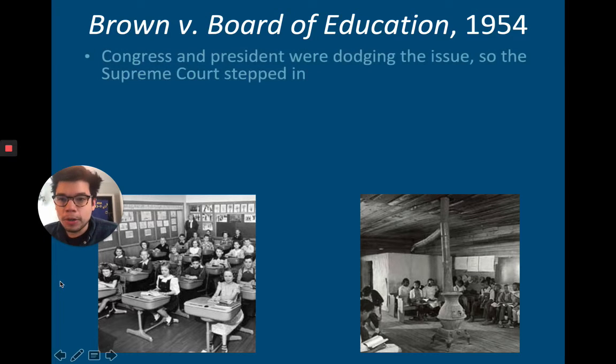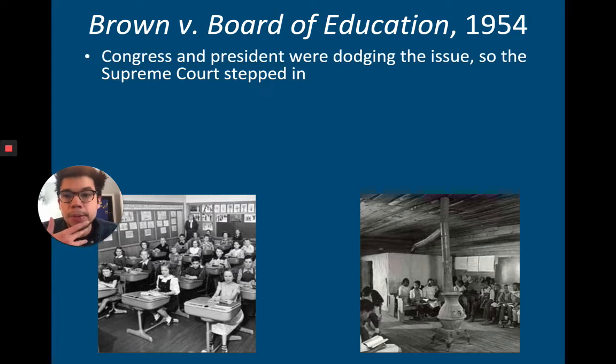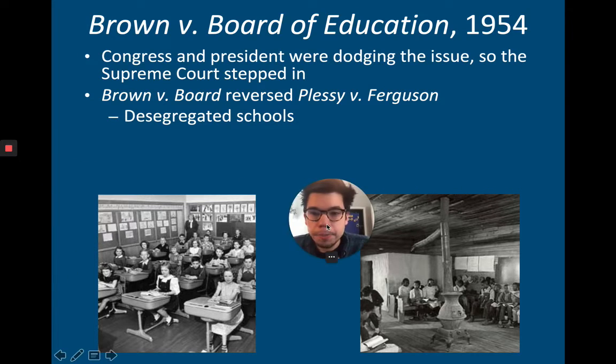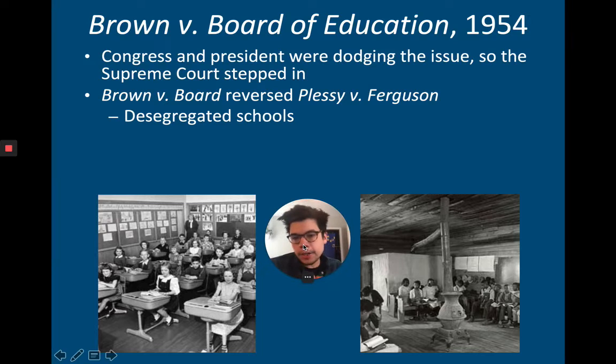So, in Brown v. Board of Education, the Supreme Court steps in here and reverses flat out the ruling in Plessy v. Ferguson. They reverse that idea of separate but equal. You're going to read why they do that, and we're going to get into the reasoning there. But the effect here is that it desegregates schools.